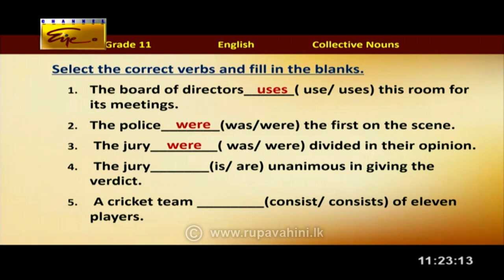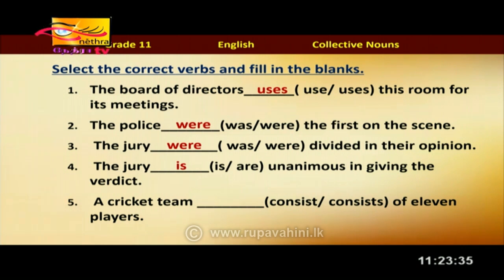The next one, the jury are unanimous in giving the verdict. Unanimous, they are together. Everybody is having the same opinion. So then it's a collection. Unanimously, they are giving the verdict. So then it should be is.